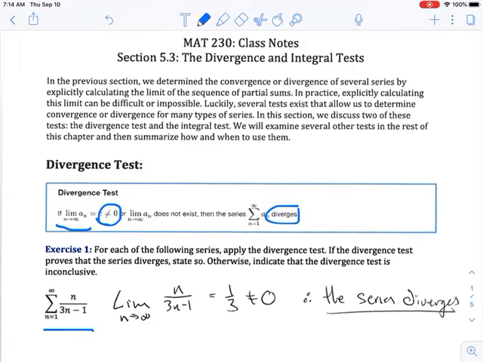1/3 does not equal 0. All right, so the limit of the sequence is 1/3. That's my c value, which is not equal to 0. Therefore, the series diverges. And we're done with it. We know that it diverges. So we would not need to apply any other tests once we conclusively determine that this series diverges. Next.